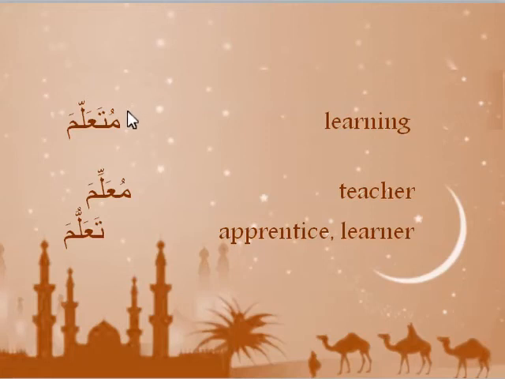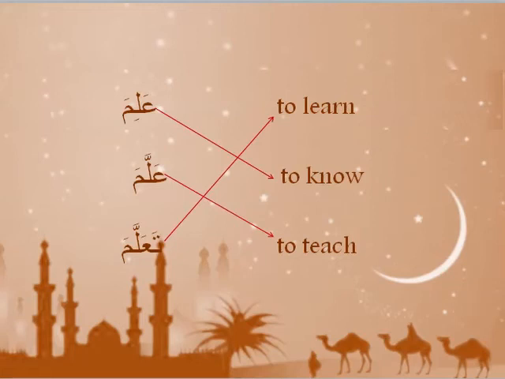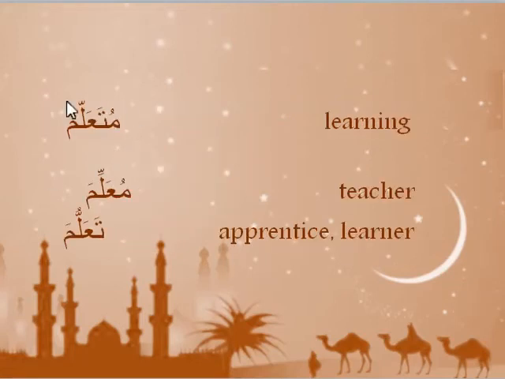Okay, this one, muta'allam. Which measure is it? Well, the ta tells us it's measure 5. What did measure 5 mean? Measure 5 meant to learn. So this has to do with learning. Is it learning, learner, or teacher? Well, it's an active participle. So muta'allam is an apprentice or a learner. It's not exactly a student person. It's more of a learner than a student.